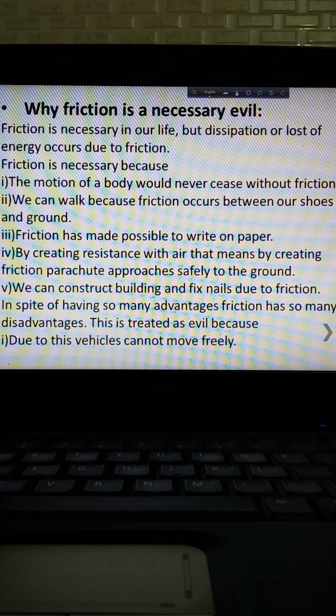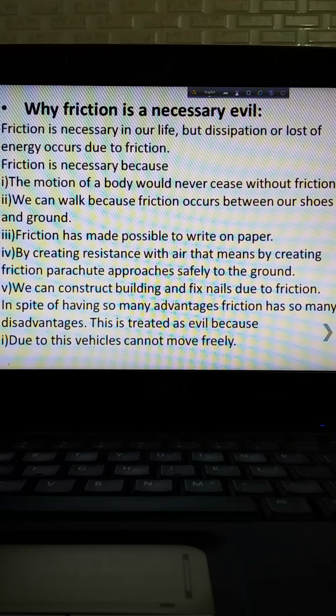Third one is, friction has made it possible to write on paper. And for our writing, frictional force is mandatory. Then by creating resistance with air, that means by creating friction, a parachute approaches safely to the ground.